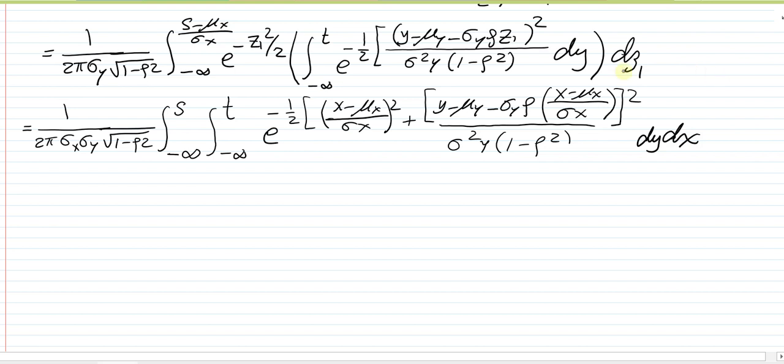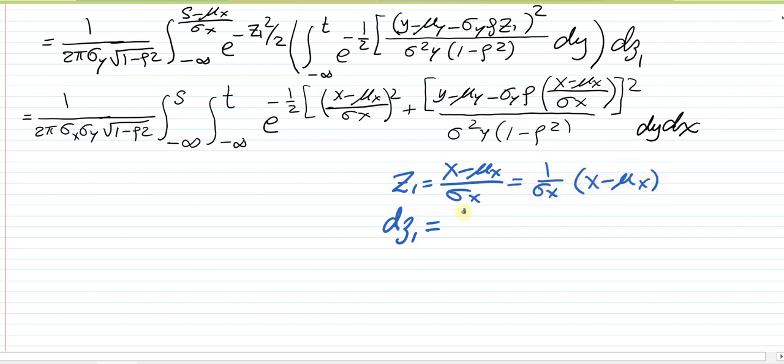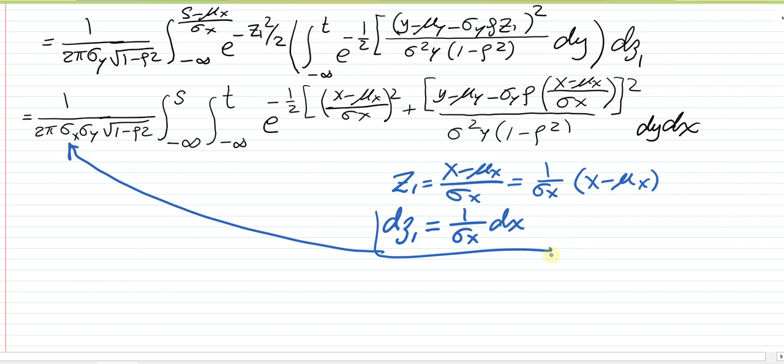Now let me explain where these are coming from. I had sigma y here and then sigma x down here and then the 1 minus rho squared. Where do these come from? It goes back because we are actually changing variables here. So let me write this one again. Z1 was x minus mu x over sigma x. So if you take the derivative of both sides with respect to x, this is like 1 over sigma x times x minus mu x. So it's going to be 1 over sigma x, and the derivative of x is just dx. So that's 1 over sigma x dx. That's where this sigma x came from when I switched from dz1 to dx.